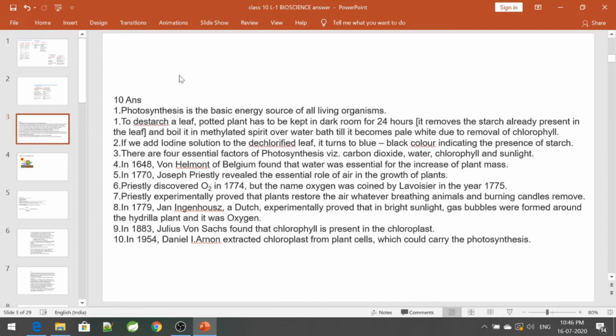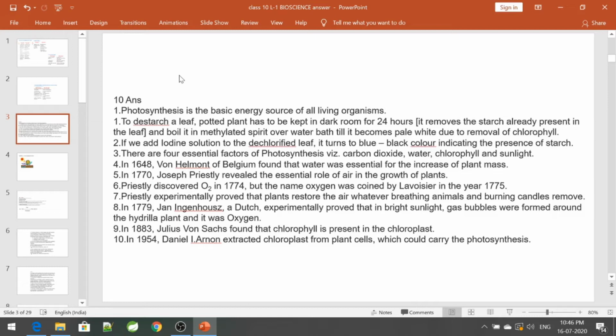If we add iodine solution to the decolorised leaf, it turns blue-black, indicating the presence of starch. There are 4 essential factors for photosynthesis: carbon dioxide, water, chlorophyll and sunlight. In 1648, Helmont of Belgium found that water was essential for the increase of plant mass. He discovered that water is needed for increasing the mass of the plant.